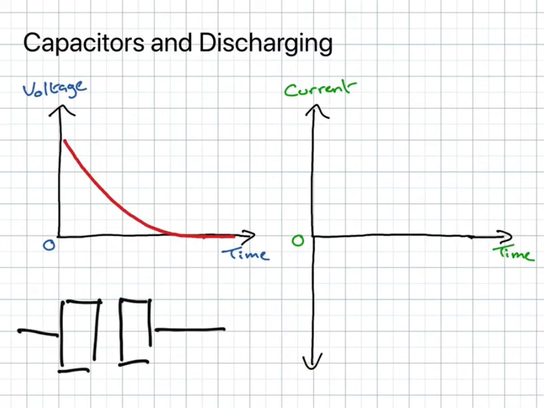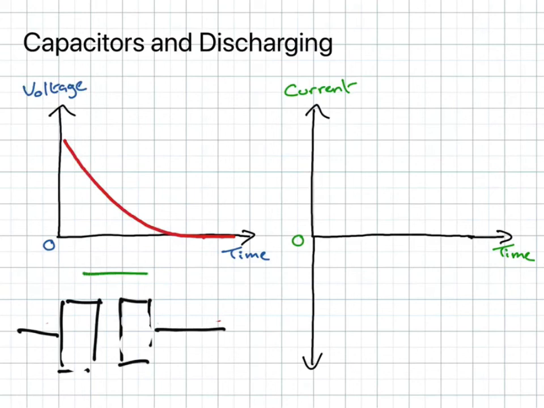When charging, the current flowed in one direction. When discharging, the current flows in the opposite direction until the capacitor is finally discharged and current no longer flows.